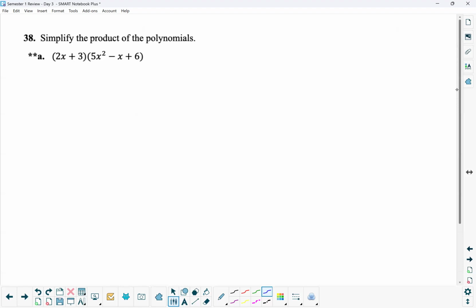Here I have a binomial times a trinomial. So I will use the box so you get to see an example of the box method. Again, I'm going to write that trinomial across the top of my box. 5x squared minus x plus 6. And down the side, 2x plus 3.